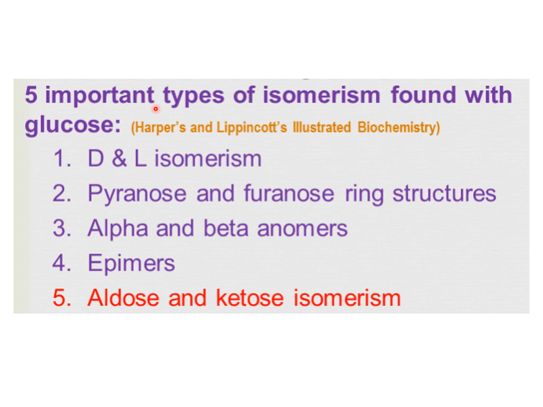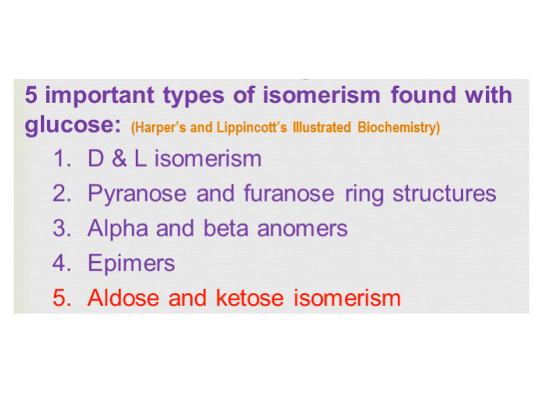Now, the last basis for the classification of the carbohydrates is stereochemistry. There are 5 important types of isomerism found with glucose. Number 1, the D and L isomerism. Second, the pyranose and furanose ring structures. Third, the alpha and beta anomers. Next, the epimers, and the aldose and ketose isomerism.